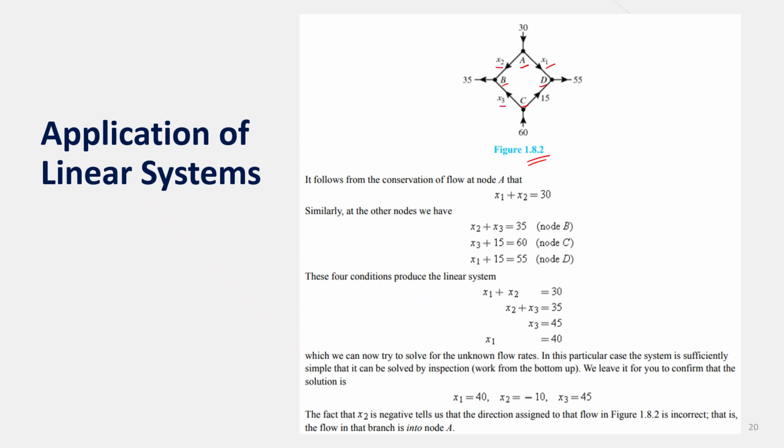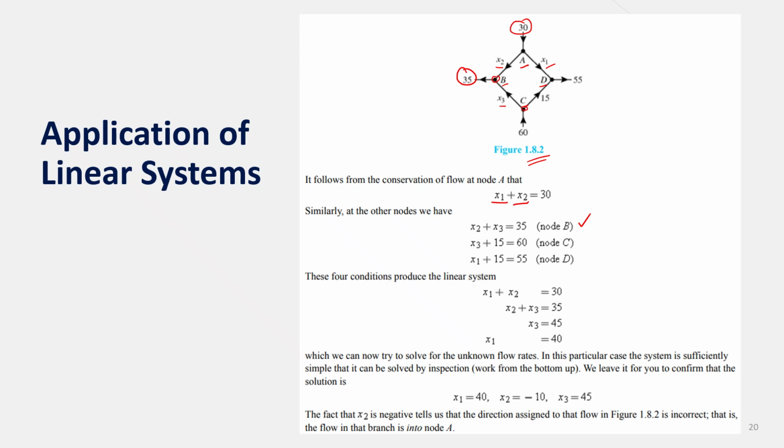So when you want to know how much goes to node A, this will be the total of x1 plus x2, which equals 30, because what is coming in is equal to what is coming out. And then what is going into node B is x2 plus x3, and it equals 35.